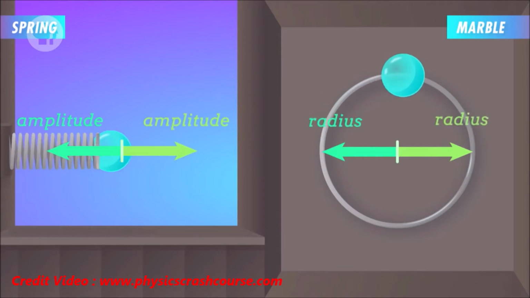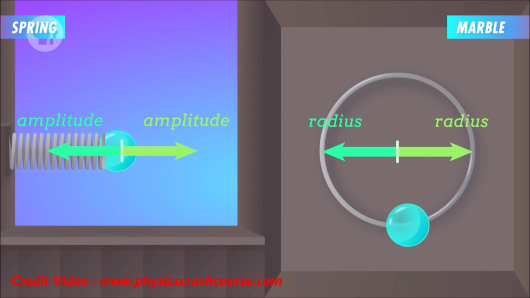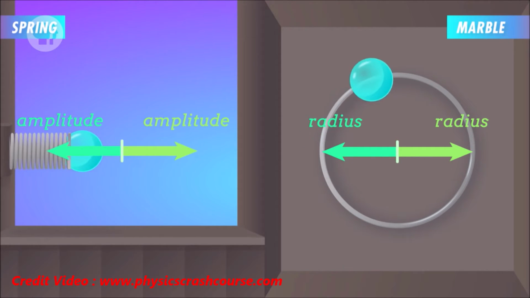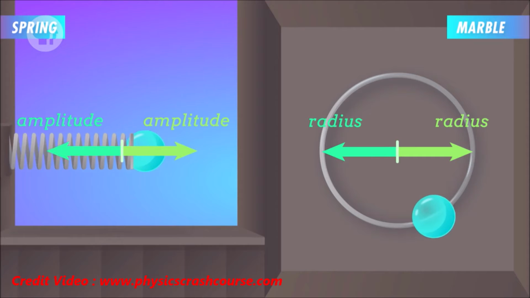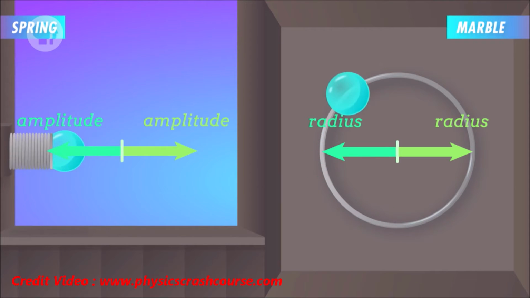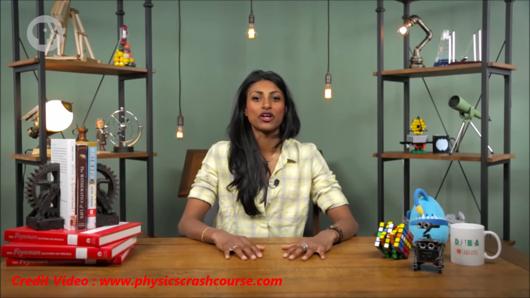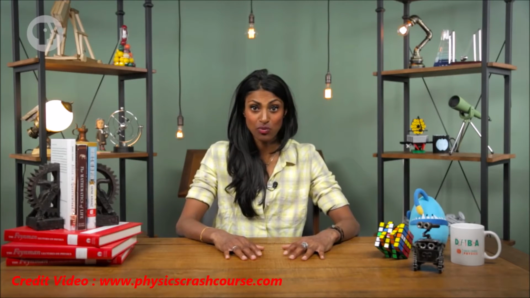Now let's take this comparison one step further. Let's assume that the radius of the ring is the same as the amplitude of the ball's motion on the spring, and that the marble's constant speed along the ring is equal to the maximum speed of the ball on the spring. In that case, if you did the math, you'd find that the equation for the marble's velocity when you look at it edge on is exactly the same as the equation that described the velocity of the ball on the spring.